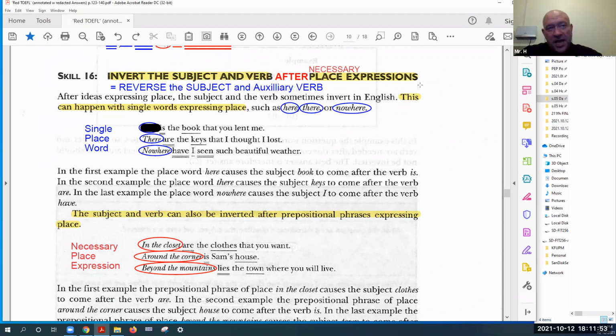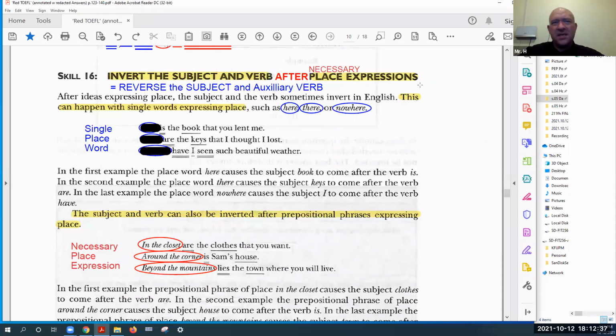Abu Saif, read your example without the single place word. Are the keys that I thought I lost. Listen to that, you guys. Are the keys that I thought I lost? Is this a complete idea? No. Doesn't mean anything, right? Ahmed, how about the third one? The next one, read it. Have I seen such beautiful weather? Such means weather like that.